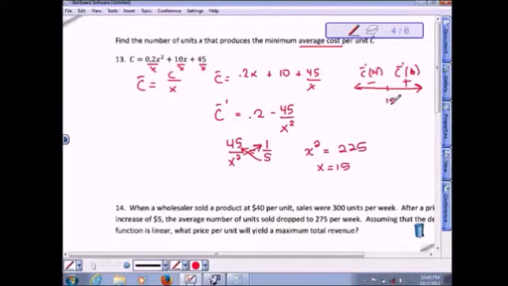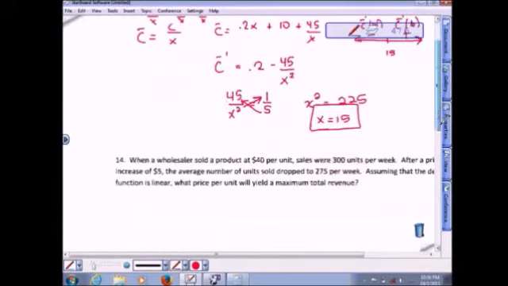Okay. And the question was asking to find the number of units x that produces the minimum average cost. It wasn't asking for the actual average cost. So x equals 15 is the answer.